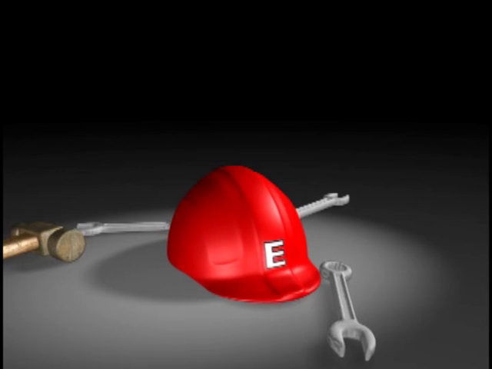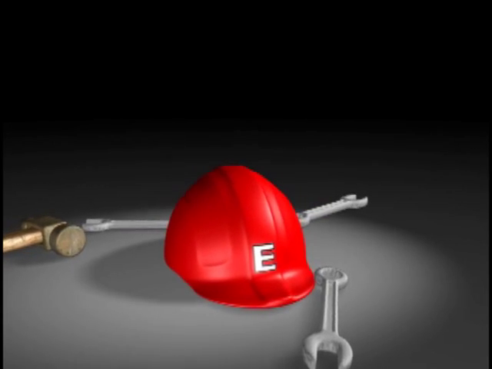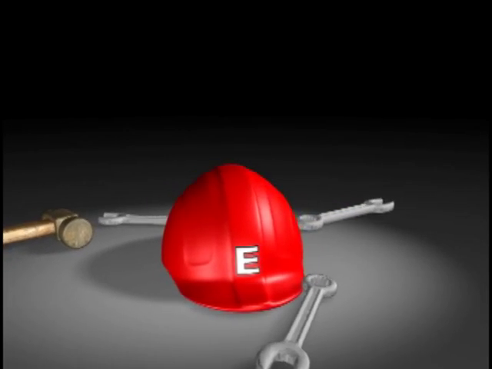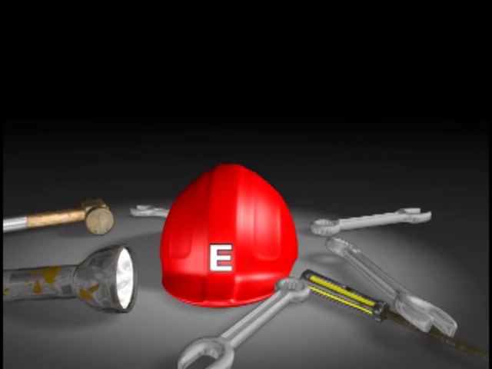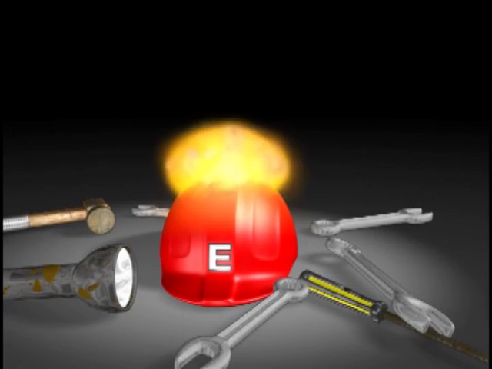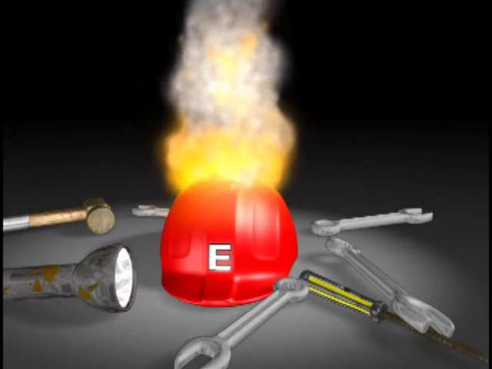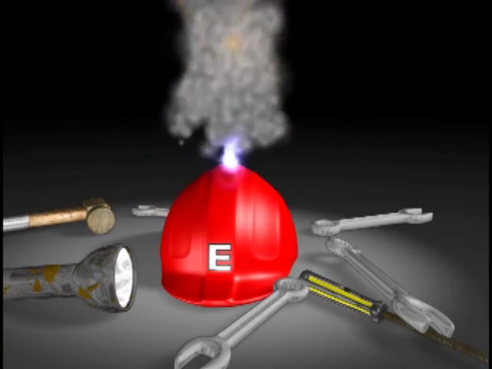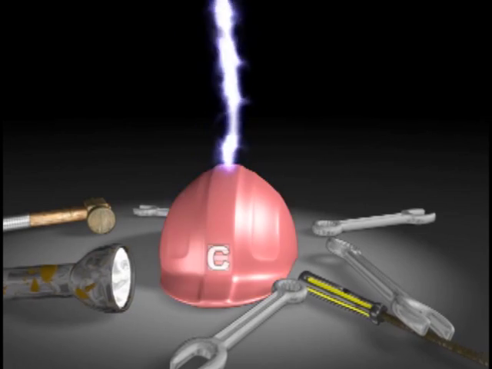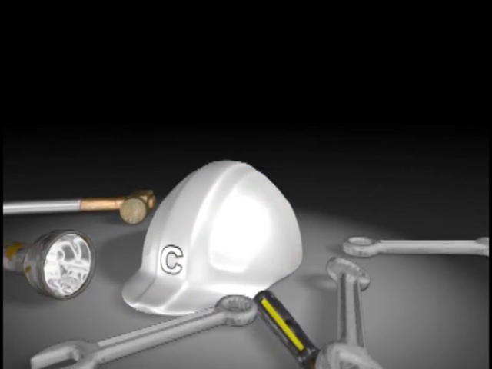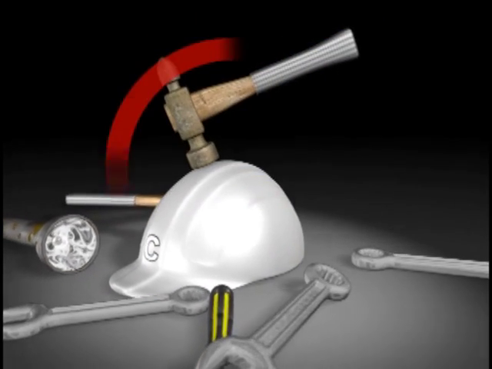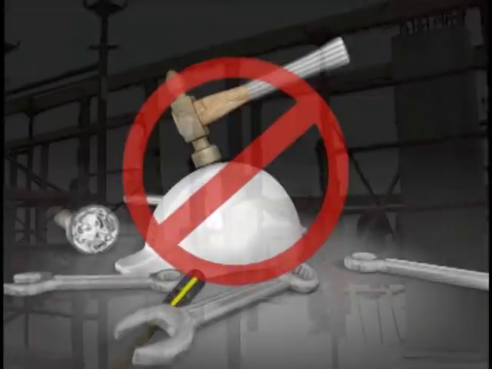Class E hard hats, which were formerly Class B, are manufactured for tasks around high voltage lines. The Class E hard hat will protect against falling objects, electrical shock, and burns. It provides voltage protection for the wearer up to 20,000 volts. Class C hard hats are designed for comfort and limited protection against bumps, but not falling objects. These are sometimes referred to as bump hats.